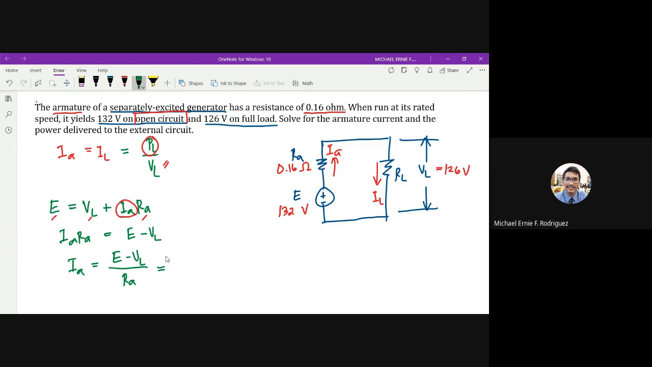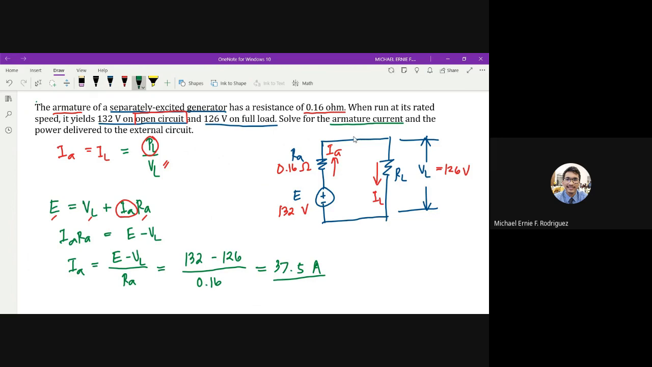And then, substitute lang natin yung values for IA. So, E is 132 volts minus your VL, 126 volts over RA, 0.16. So, gamit tayong calculator. So, that is equal to 37.5 amperes. Okay, so ito yung sagot natin for IA. And then, may isa pa siyang tanong.